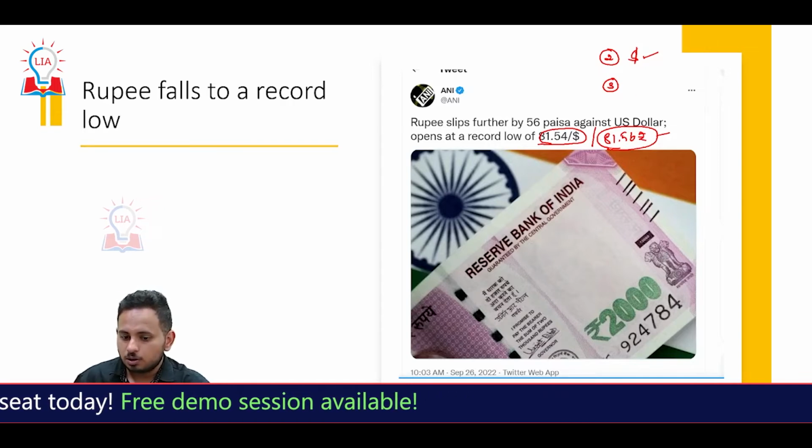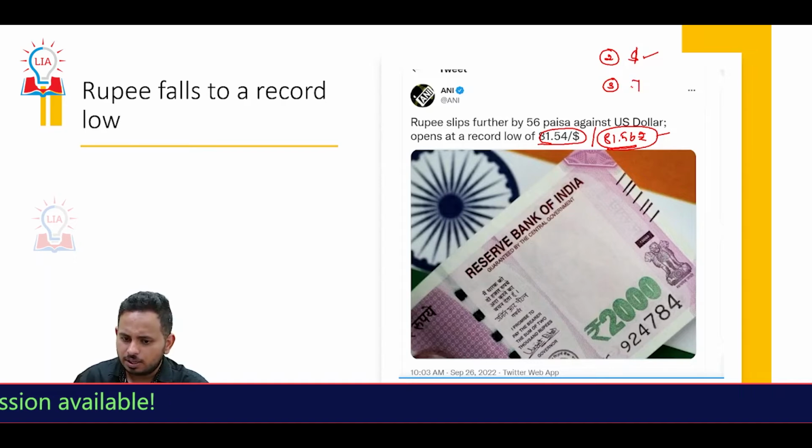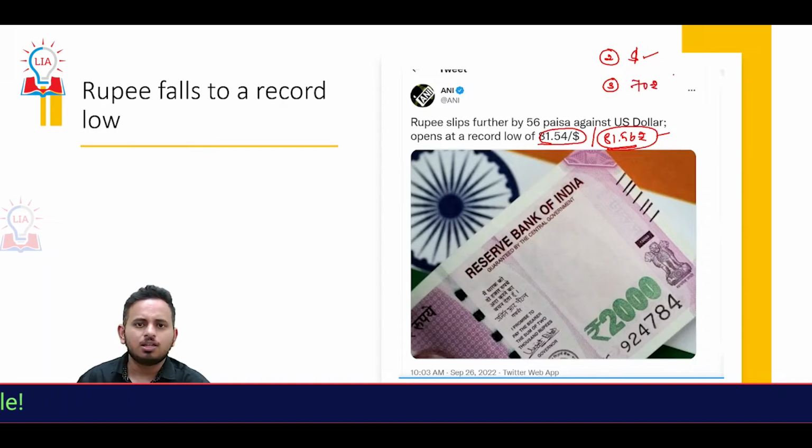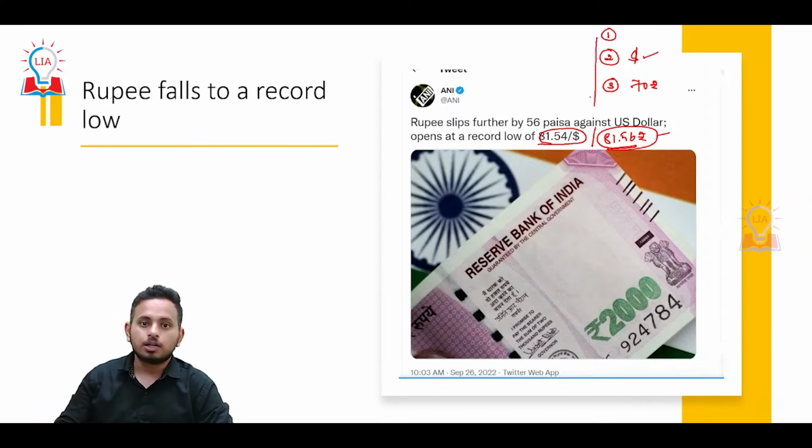Now we are seeing the rupee at 81.56 rupees per dollar. Can India make this 70 rupees per dollar somewhere in the near future? Okay, these are the three parts to this video. For the complete information, stay tuned till the end.